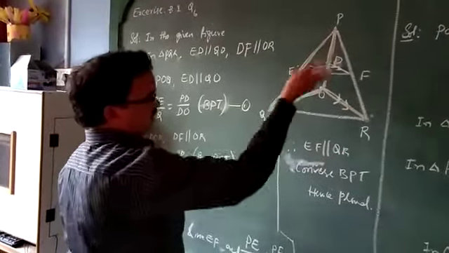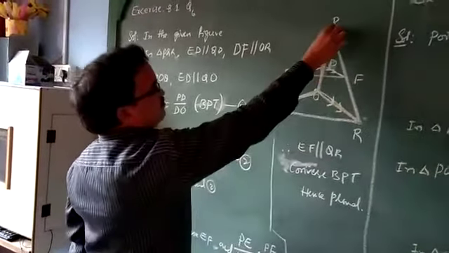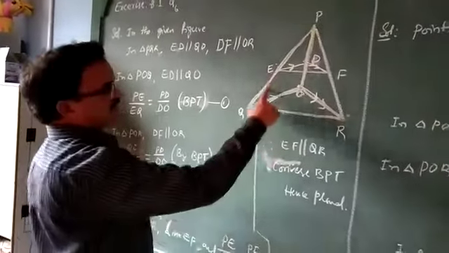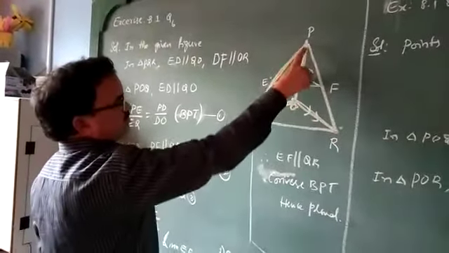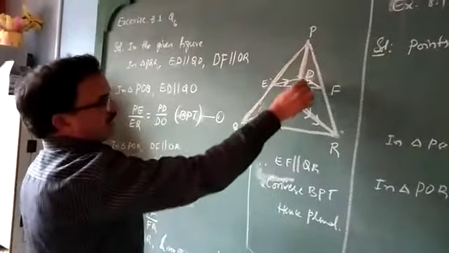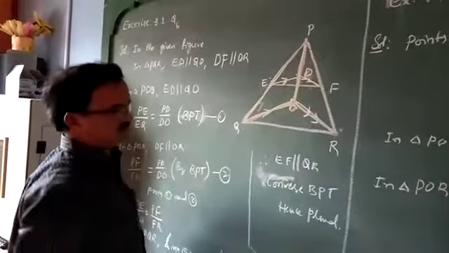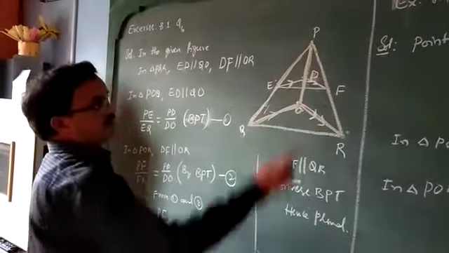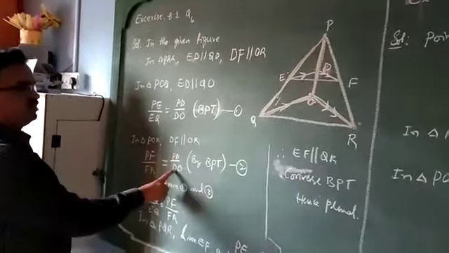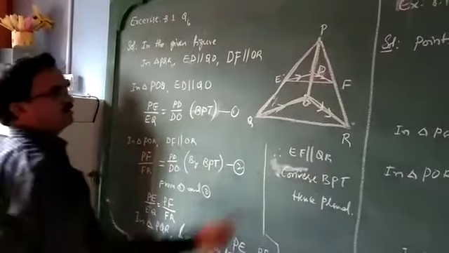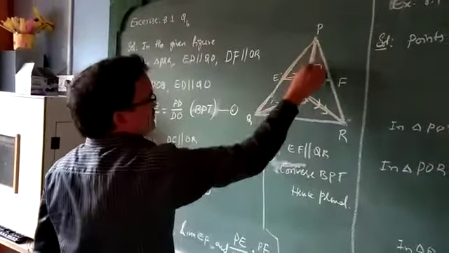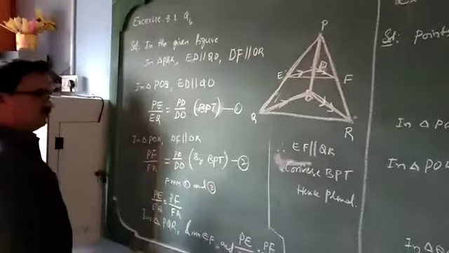In these two triangles, why I am taking these two triangles means PO is common. In this triangle is there, in this triangle is there. This ratio PD by DO you will get as common ratio. In this triangle, DF is parallel to OR. So from BPT, PF by FR is equal to PD by DO.